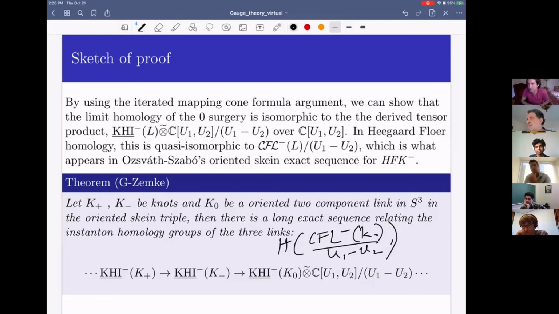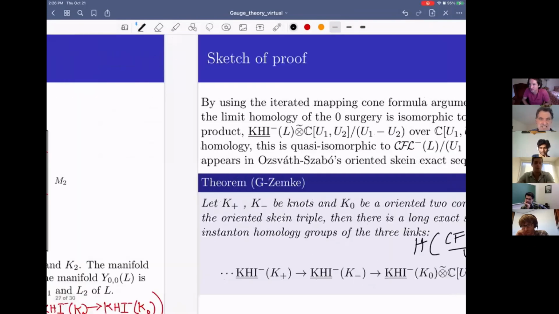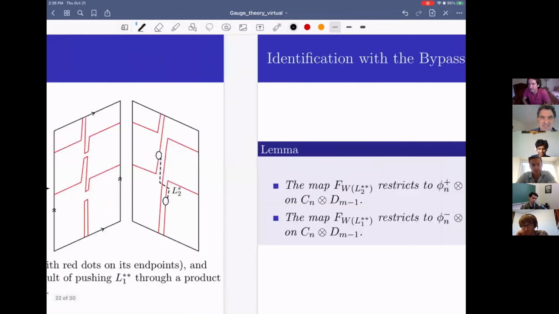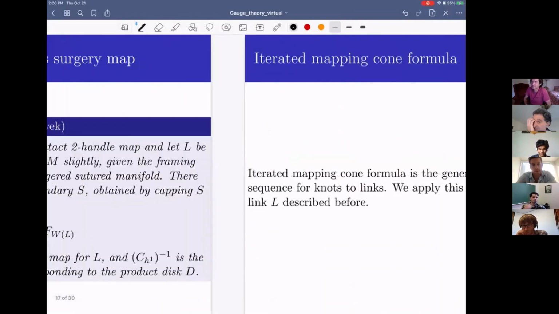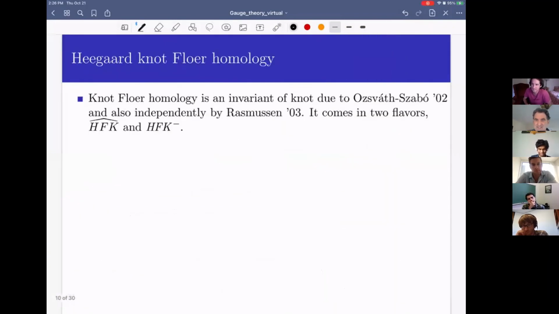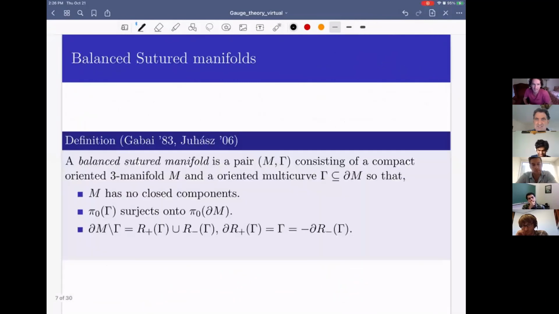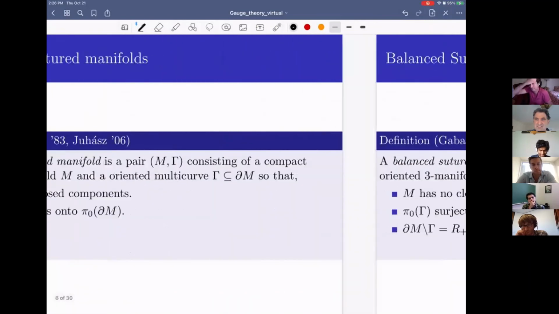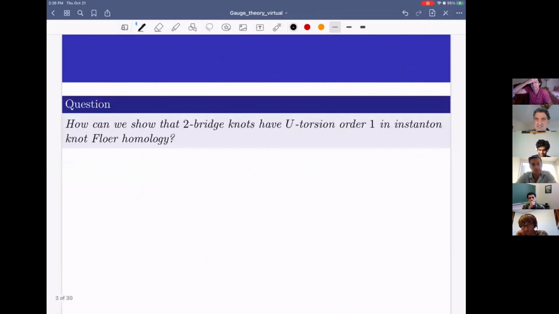So your motivation initially, can you remind me? There was a question about two-bridge knots that you were trying to attack. The thing is, what we are trying to do is, I was interested in this thing. It's known in Heegaard Floer theory, it's due to the work of Juhász, Miller, and Zemke, from their paper.